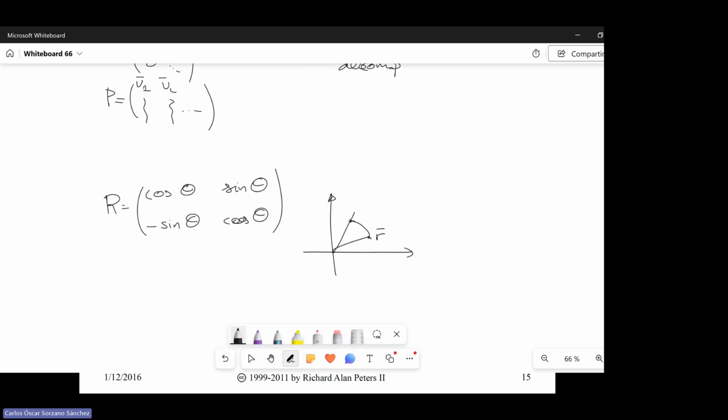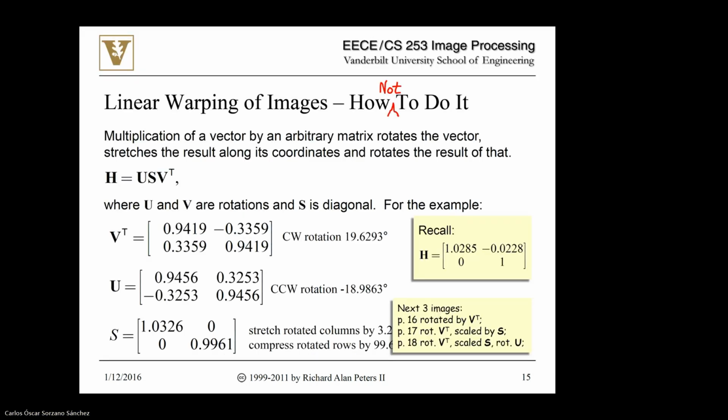So this point is R'. Okay, so it is a rotation. Just take any vector, you rotate it by an angle theta. Okay, so this is cosine, sine, minus sine, cosine. This is a rotation matrix, and this is also a rotation matrix, and it is not by chance. And this is a scaling matrix.